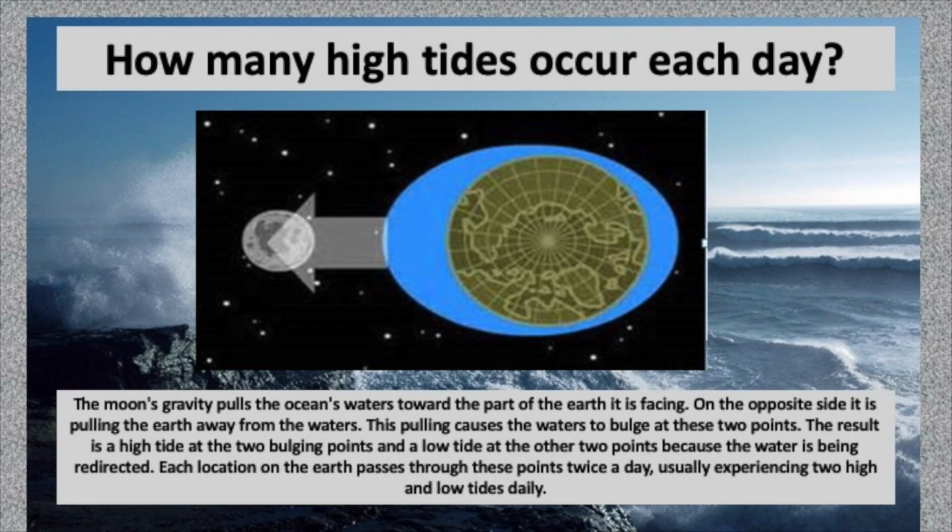How many high tides occur each day? Well, the moon's gravity pulls the ocean's water toward the part of the Earth it is facing. On the opposite side, it is pulling the Earth away from the waters. This pulling causes the waters to bulge at these 2 points. The result is a high tide at the 2 bulging points and a low tide at the other 2 points because the water is being redirected. Each location on the Earth passes through these points twice a day, usually experiencing 2 high and low tides daily.